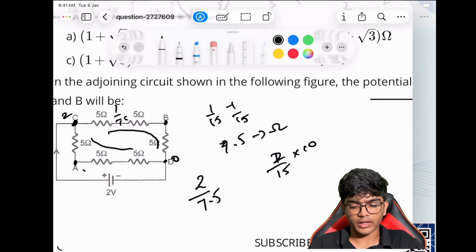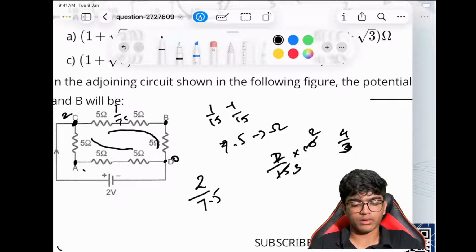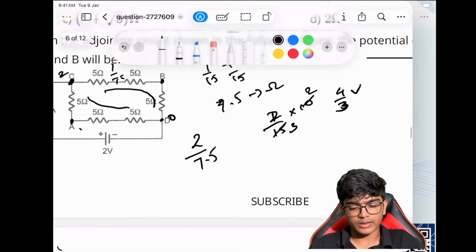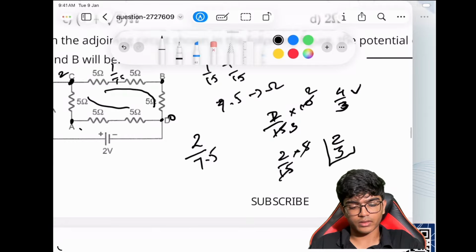So the potential difference across C and B will be 3 2 4 by 3. Okay, this is 4 by 3. It will consume 4 by 3 volts of energy here. Here it's nothing but 2 by 15 into 5. It will consume 2 by 3 volts of energy. Fine. Remaining how much is there? 1 by 3.